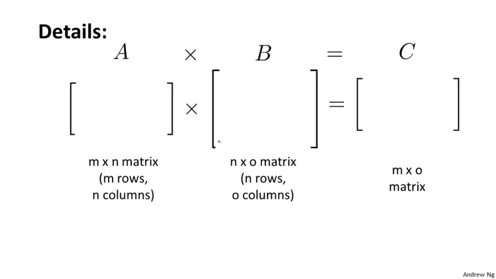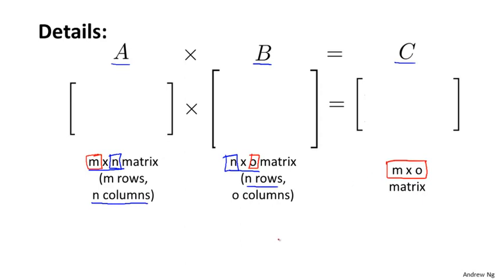Here are the details. I have a matrix A, and I want to multiply that with a matrix B, and the result will be some new matrix C. You can only multiply together matrices whose dimensions match. So A is an m by n matrix, so m rows, n columns. And I'm going to multiply that with an n by o matrix. This n here must match this n here. So the number of columns in the first matrix must equal the number of rows in the second matrix. And the result of this product will be an m by o matrix, like the matrix C here.